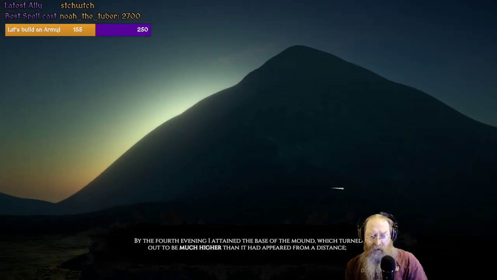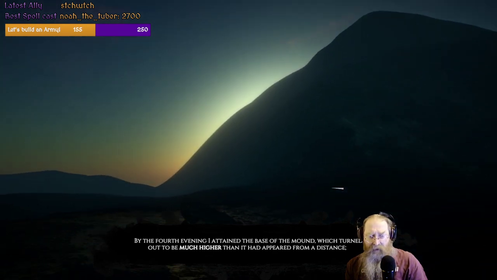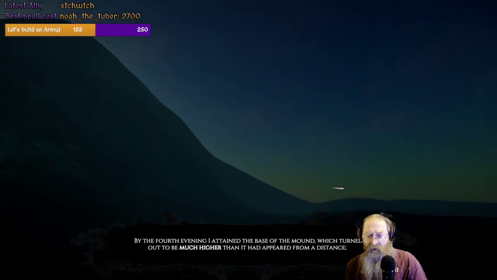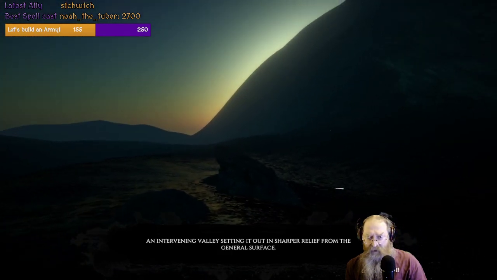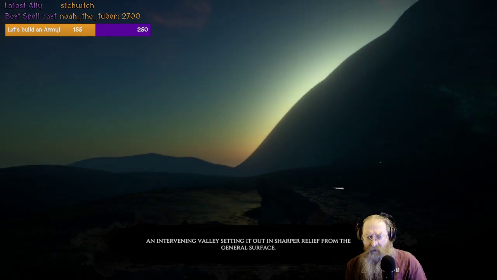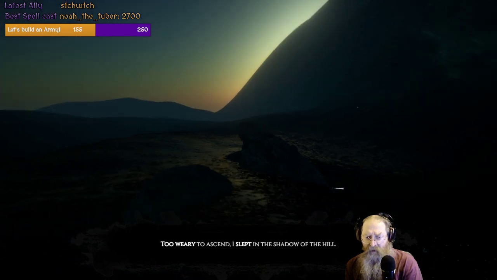By the fourth evening, I attained the base of the mound, which turned out to be much higher than it had appeared from a distance, an intervening valley setting it out in sharper relief from the general surface. Too weary to ascend, I slept in the shadow of the hill.